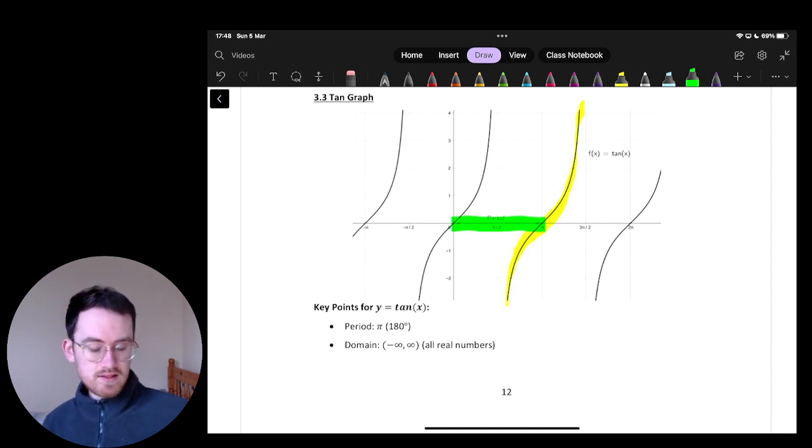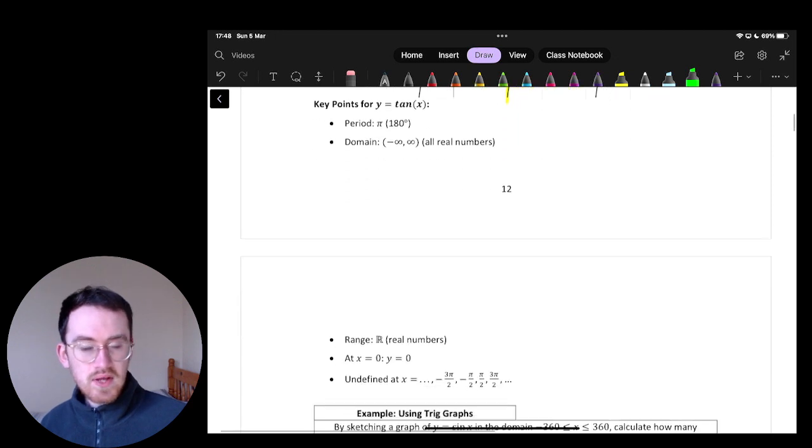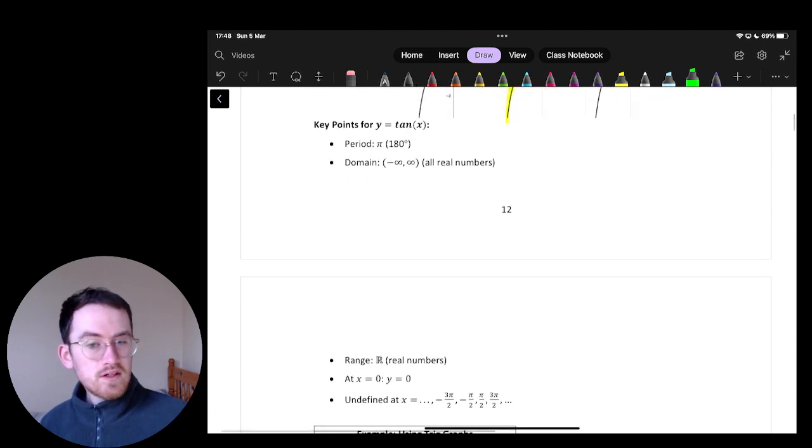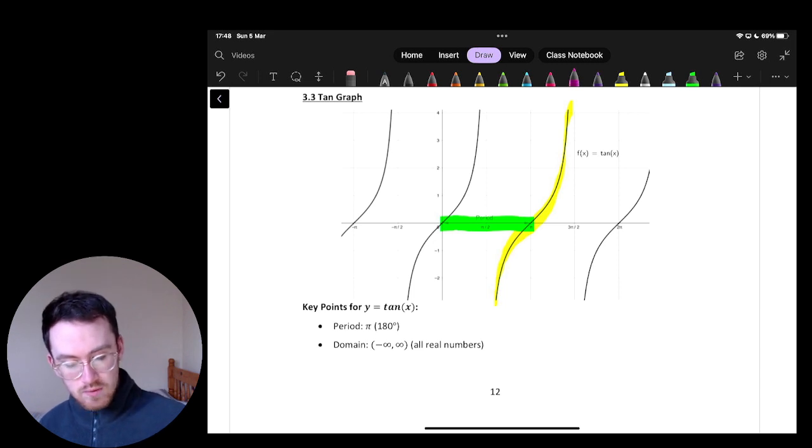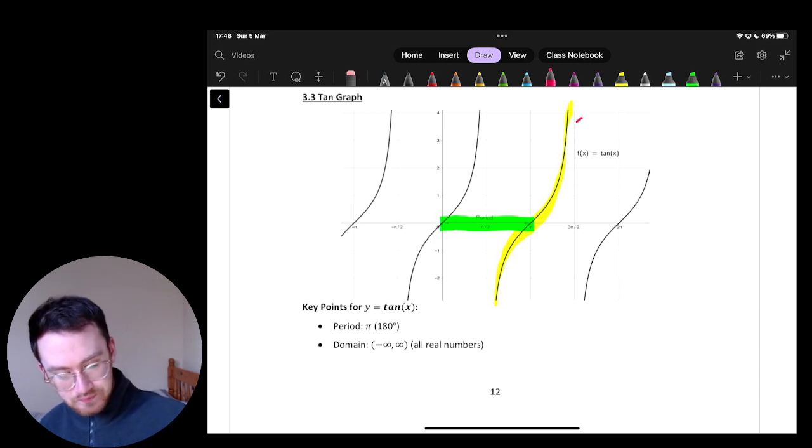The domain again is still minus infinity to plus infinity. The range is all real numbers, so we can see from this graph that we don't have a highest point or a lowest point. That graph continues on forever. What we do have are what we call asymptotes. And an asymptote is a point that your graph doesn't touch.